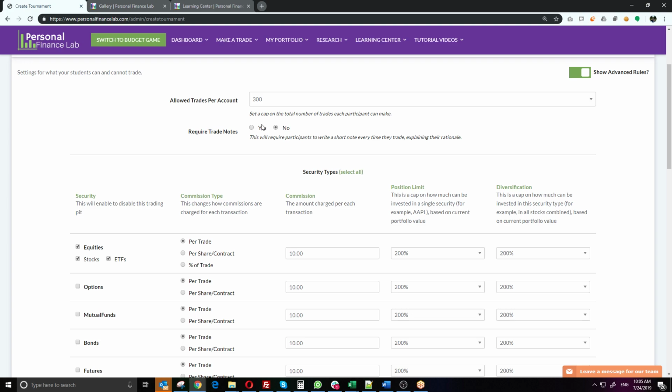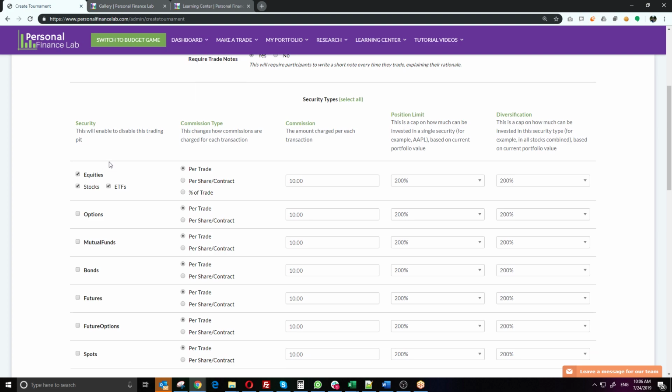Then we have the trade notes. So with trade notes, students need to write down why they're making each trade. Before the system will accept their trade to go through, they need to write why they're doing it. This can be connected to a specific topic in class. They can be mentioning what's going on in the news that makes them think it's a good idea. But basically the idea here is to prevent them from blindly going in and trading.